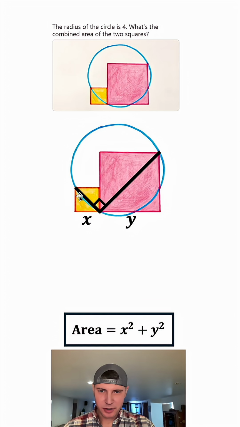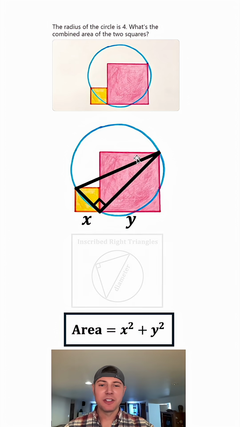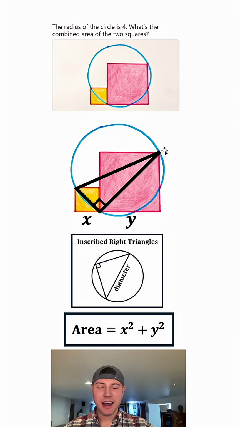Next, let's complete this right triangle by connecting from here to here. Now, something really cool is going on. We have an inscribed angle that's 90 degrees. Anytime a circle has an inscribed right triangle, it will always stand on the diameter. Here's some notes right here. So this is the diameter of this circle. And we were told the radius of the circle is 4, which means the diameter would be equal to 8.